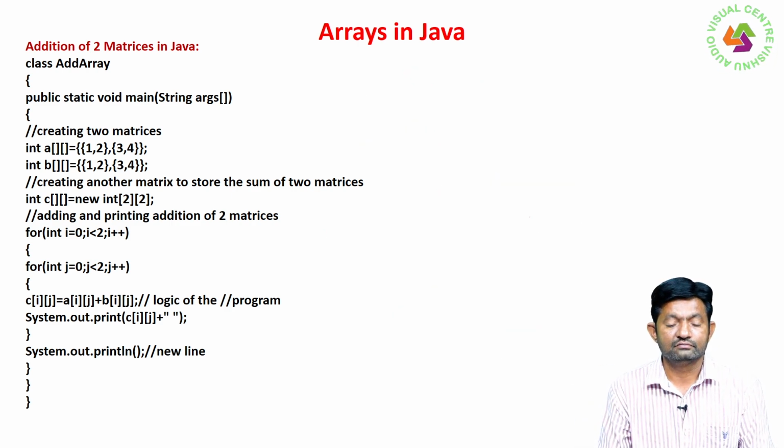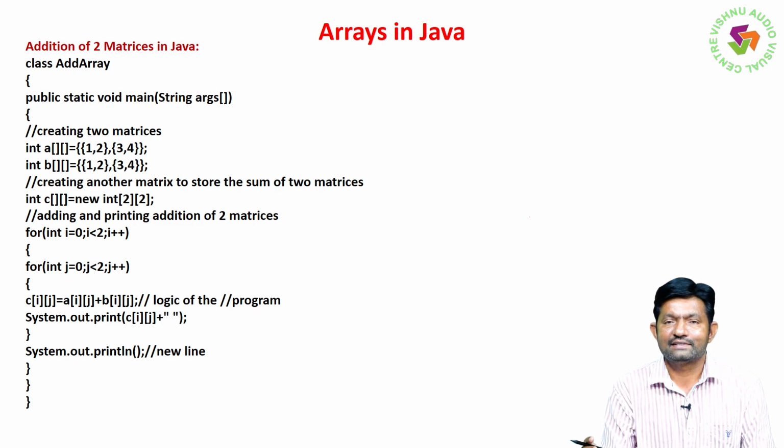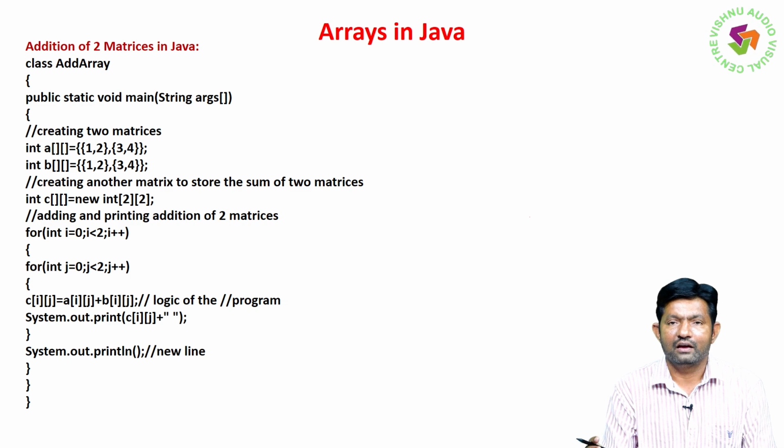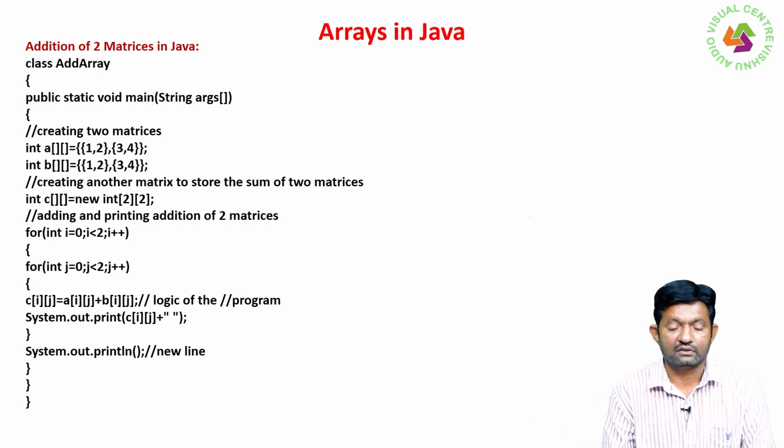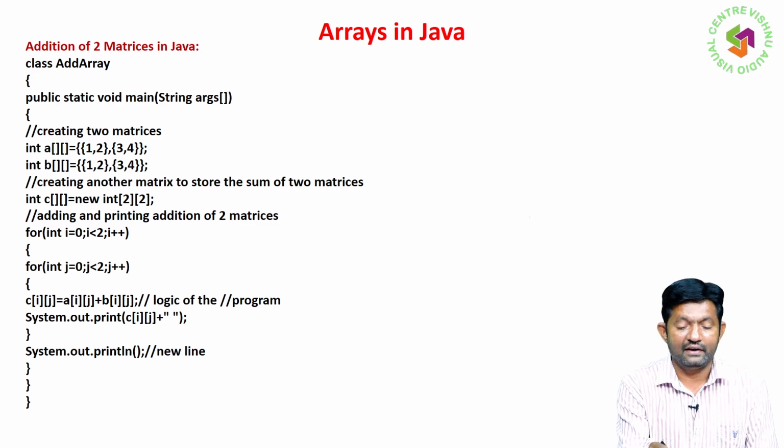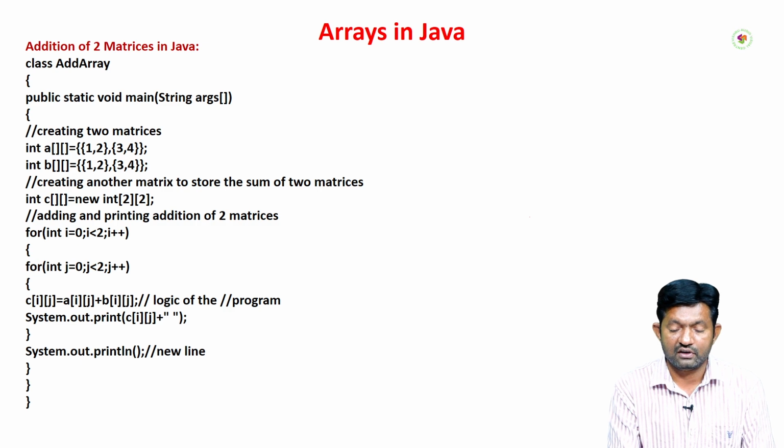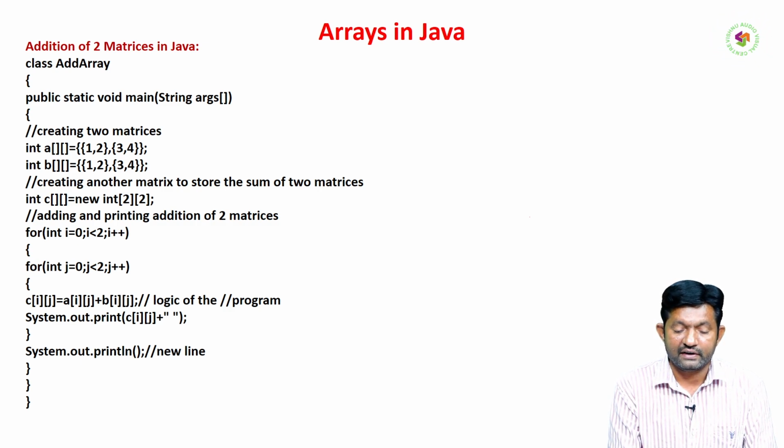This is the program: addition of two matrices using a multi-dimensional array in Java. Class AddArray, save the file as AddArray.java, public static void main(String[] args). Every Java program starts with main, and we create two matrices.